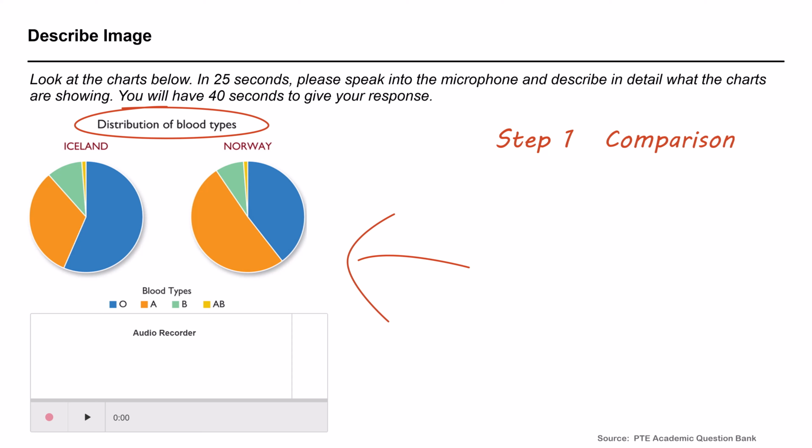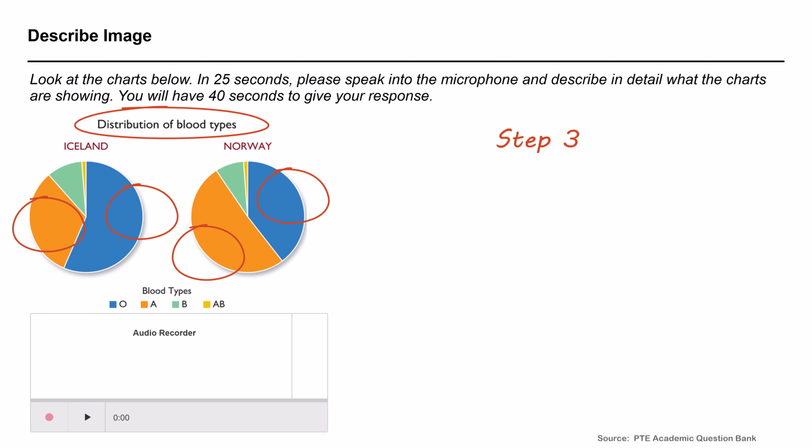Now, step 2. What's the outstanding part? Well, we can see that many more people in both countries are type O and A than any other blood type. That stands out, right? So we'll say that. Step 3. We use our comparison template and sub in the information. Then say any other details. Watch me.